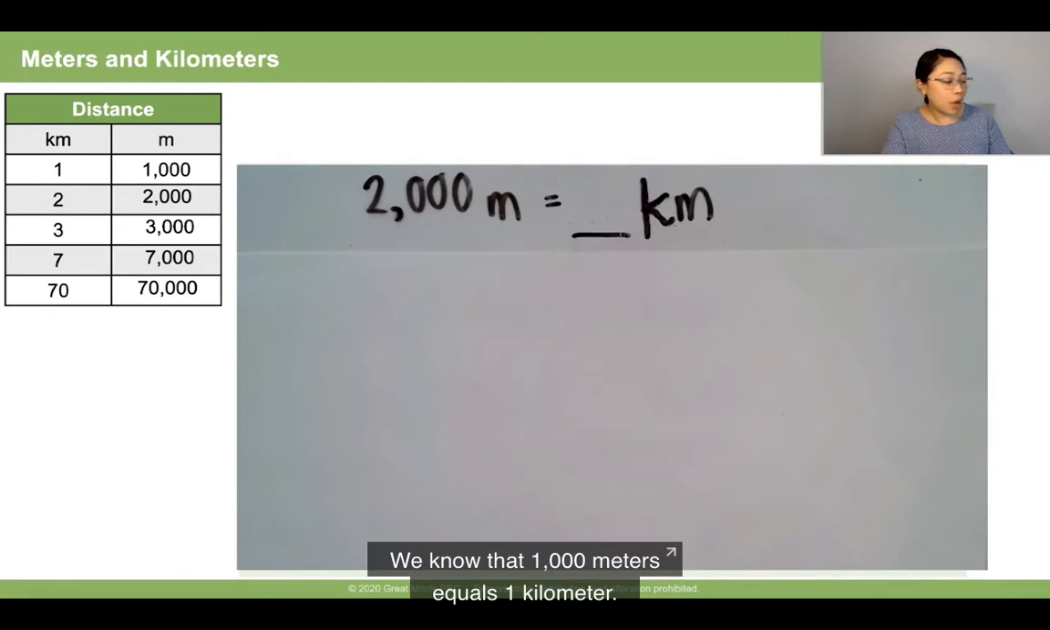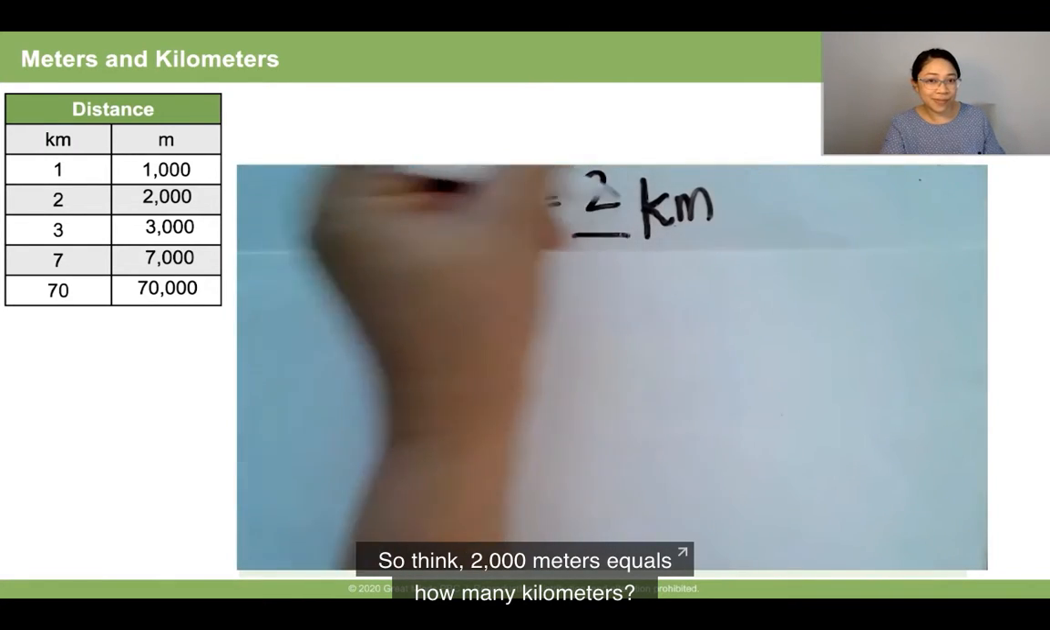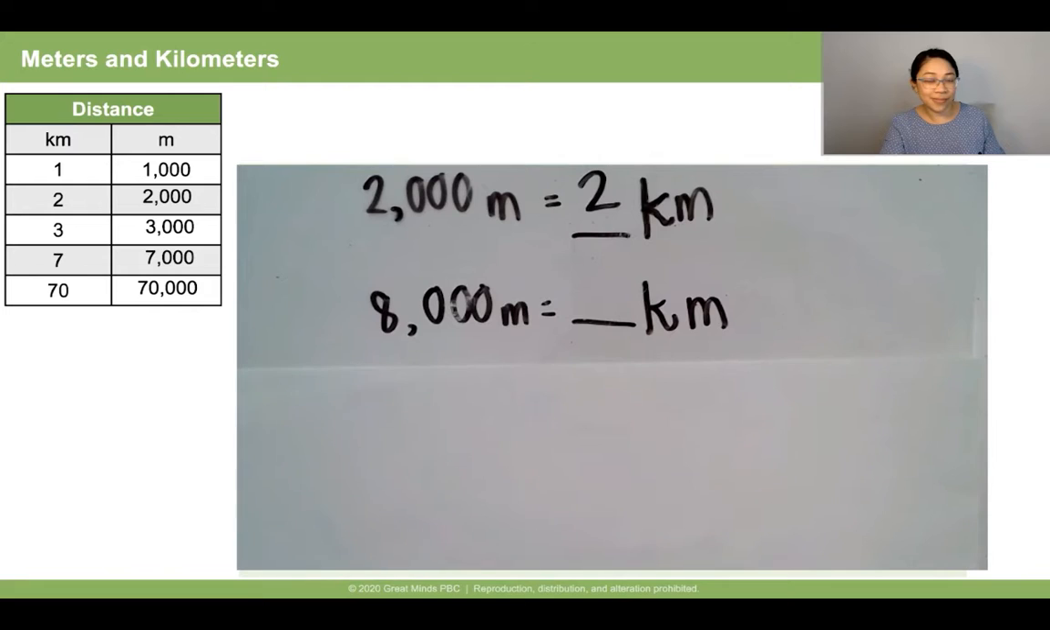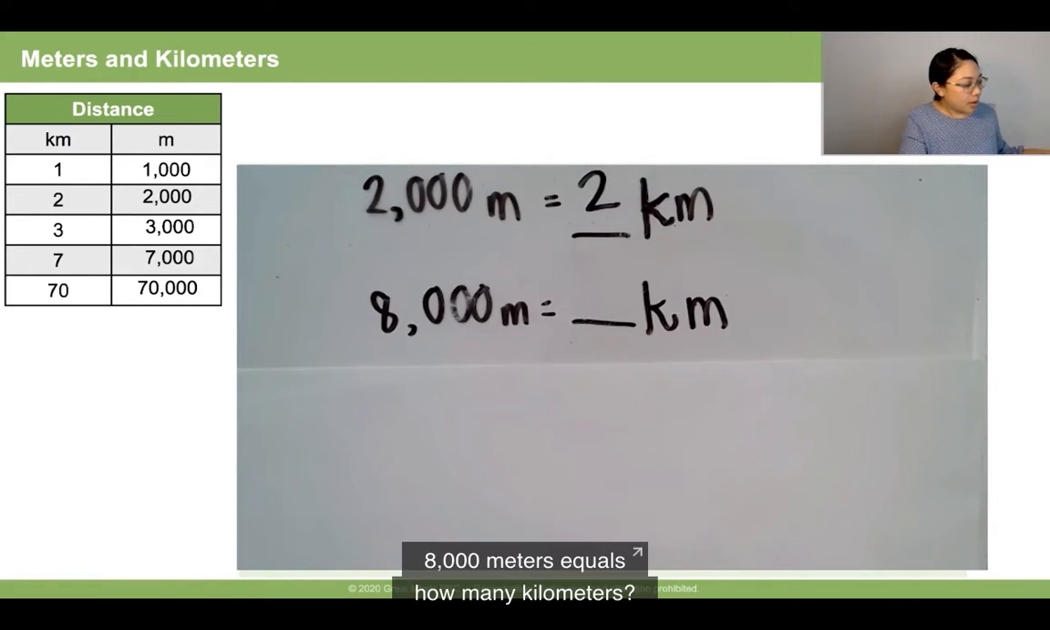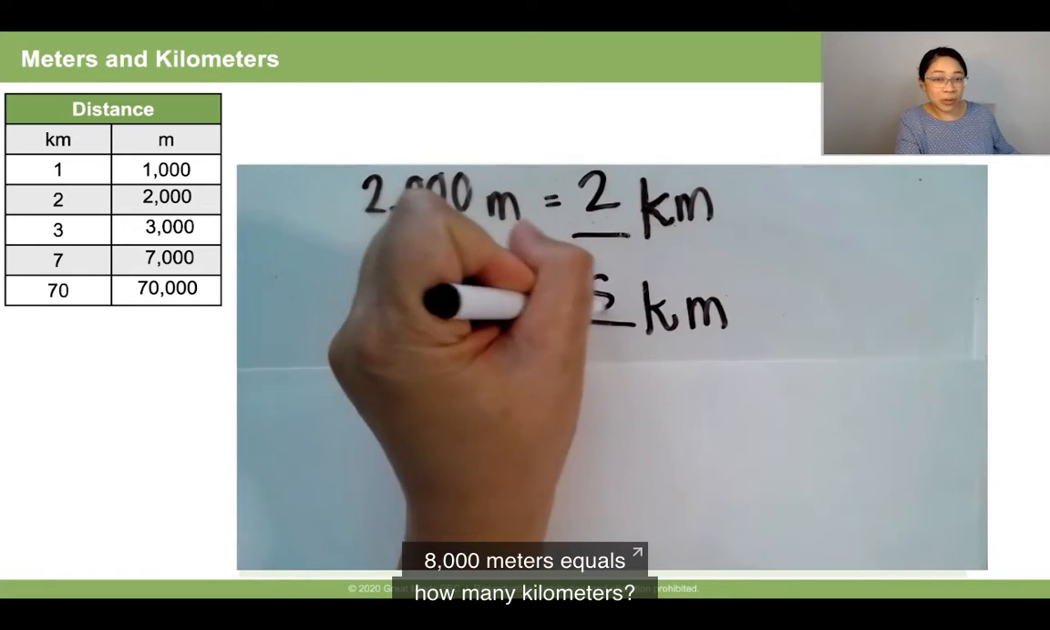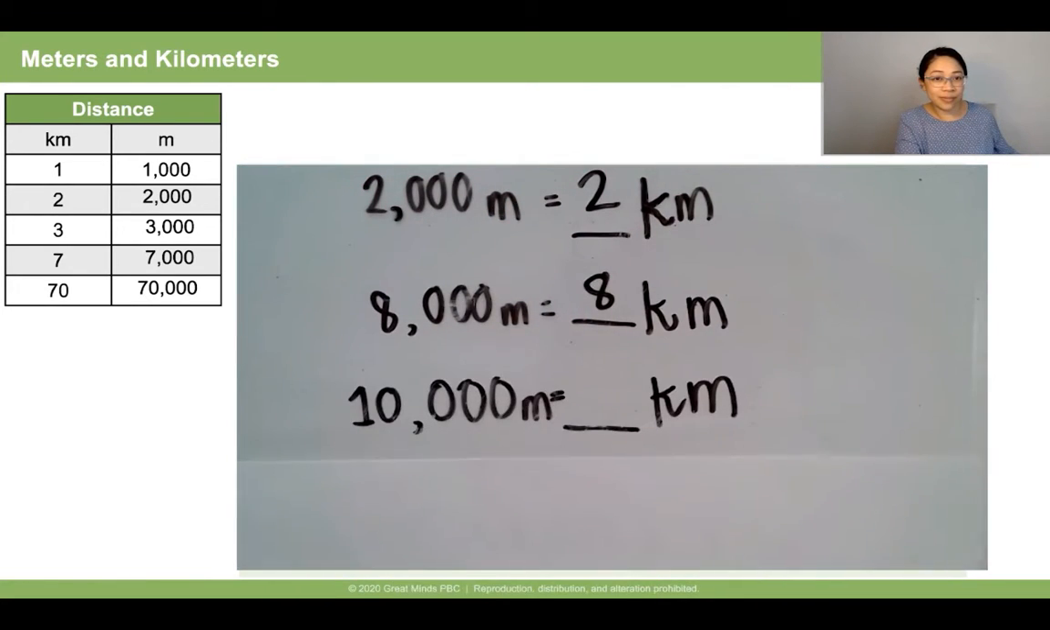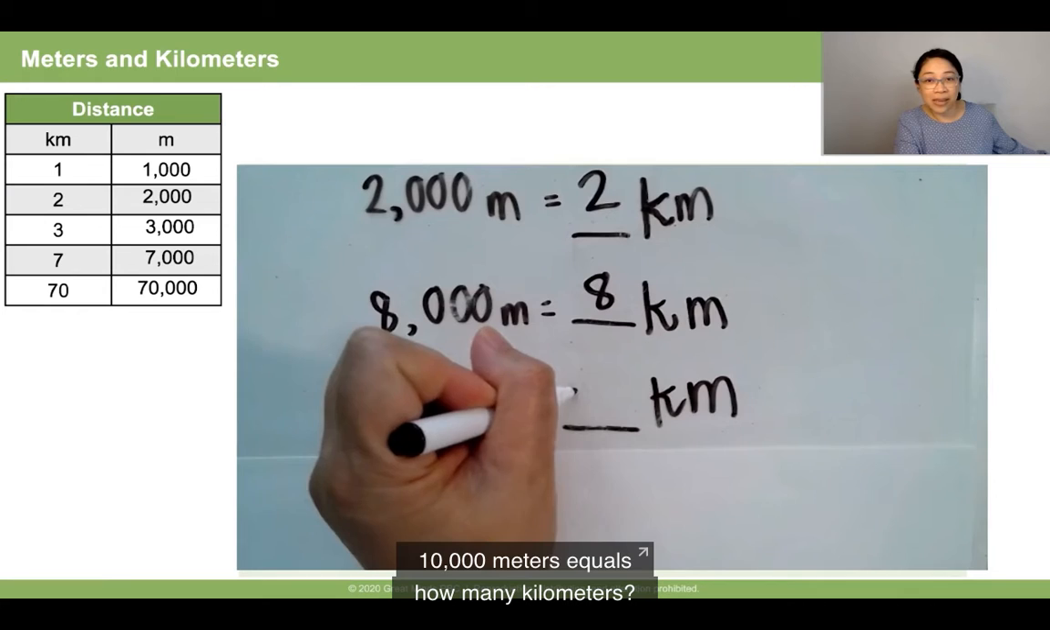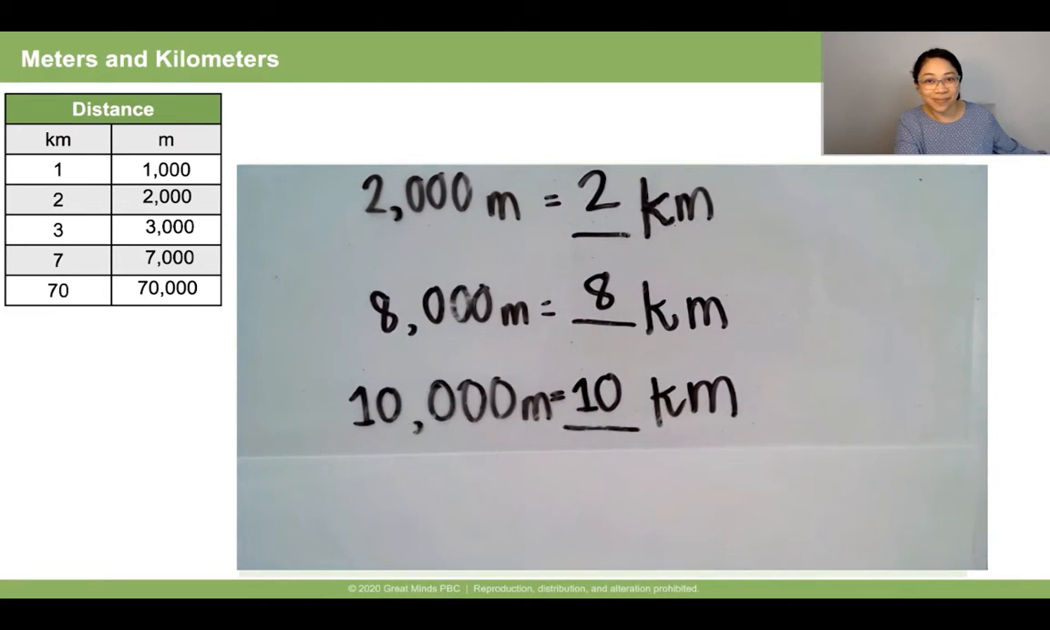We know that 1,000 meters equals 1 kilometer. So think, 2,000 meters equals how many kilometers? 2 kilometers. 8,000 meters equals how many kilometers? 8 kilometers. 10,000 meters equals how many kilometers? 10 kilometers.